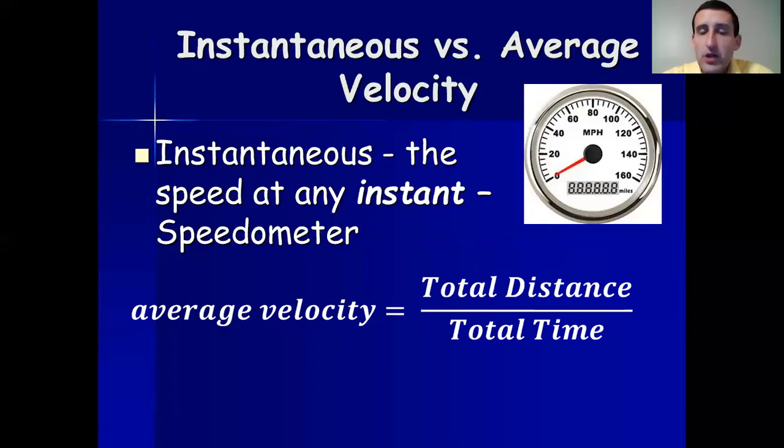So, you know, you could have something like a truck driver driving across the country, right? And he drives 2,000 miles and it takes him, you know, a day and a half to do it. So 2,000 miles divided by 36 hours, you could find out what his average velocity would be for that whole trip.